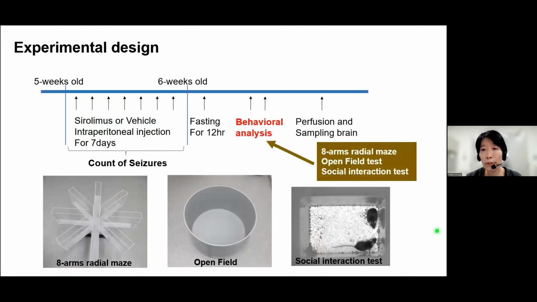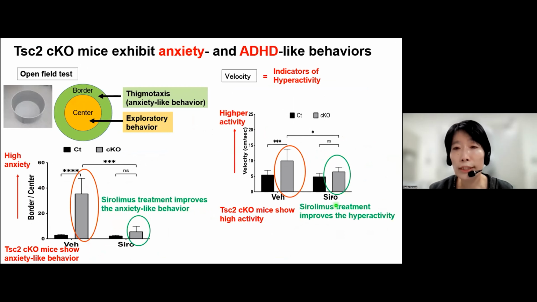Next, we wanted to know whether TSC2 cKO mice exhibit TAND symptoms, so we conducted behavioral analysis after Sirolimus and vehicle treatment. The first analysis was using the open field test. We looked into anxiety in mice. The stronger the anxiety, the longer the mouse spent in the border area of the open field, this green area. In this graph, the higher the value, the more anxiety. cKO mice have strong anxiety, but after Sirolimus treatment here, anxiety in cKO mice was reduced.